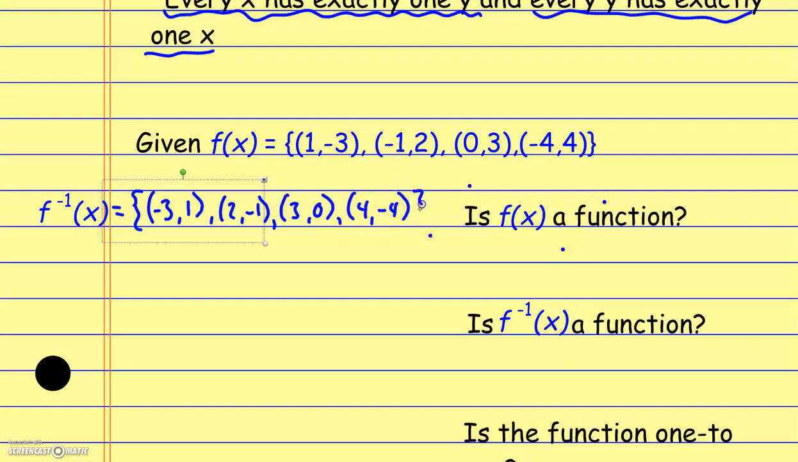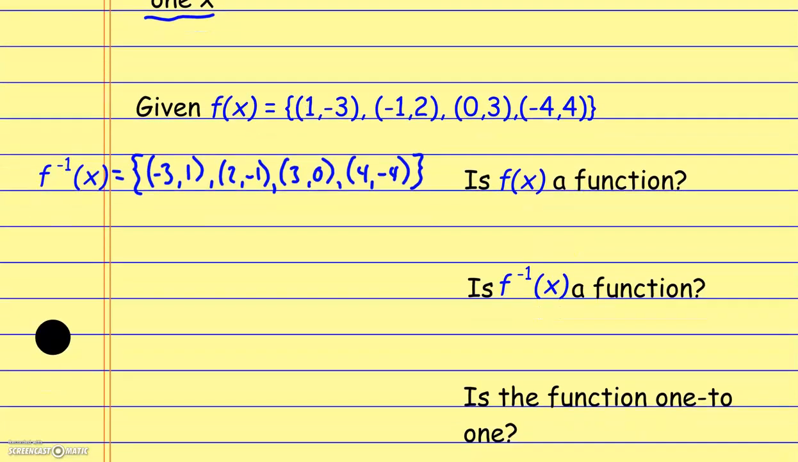Okay, so I write out each of these ordered pairs, and now I just want to determine, first of all, if f of x, the original, is a function. So I look for repeated x values. There are none. So this one is a function. Every x has exactly one y. I look at the inverse. The inverse is also a function because every x has exactly one y.